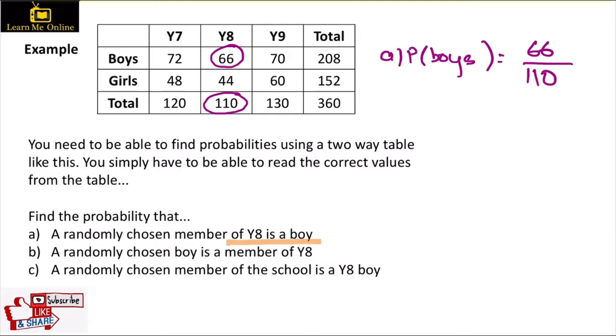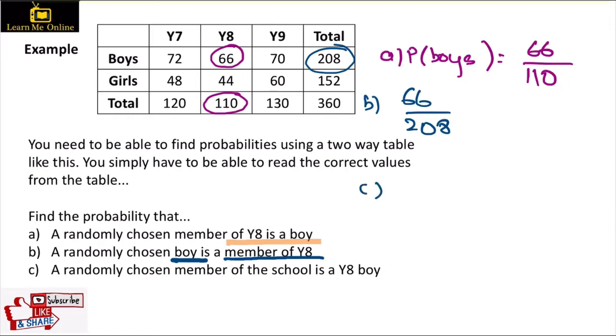Now we're going to look at the next one. This says that a randomly chosen boy is a member of year 8. Now we are talking about all the boys, and we are looking for the probability of year 8 boys. So part B, again we are finding the probability by using the total number of boys, which is 208. From the total number of boys, we are finding the probability that it would be a member of year 8. So how many year 8 boys are there? 66. So that would be the answer for part B.